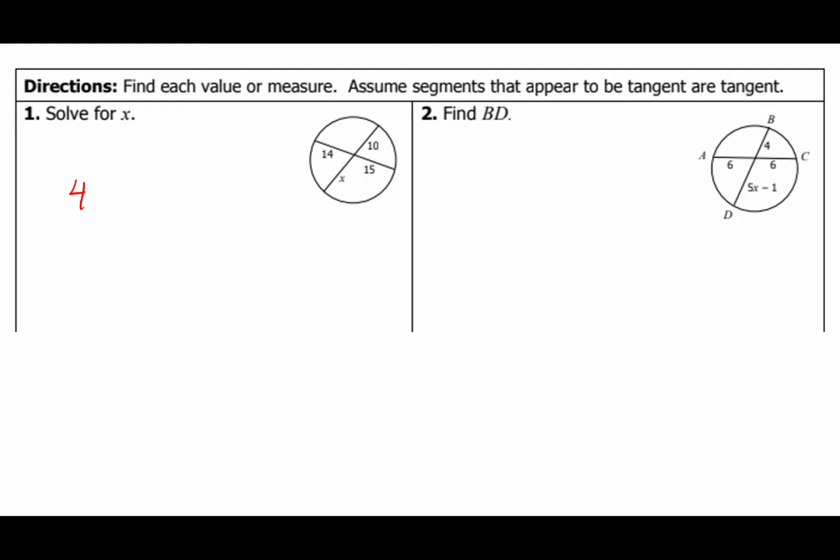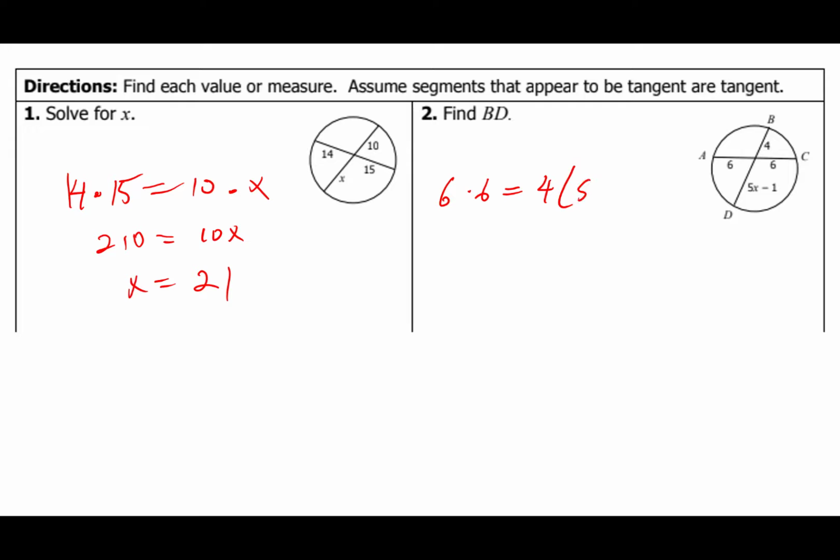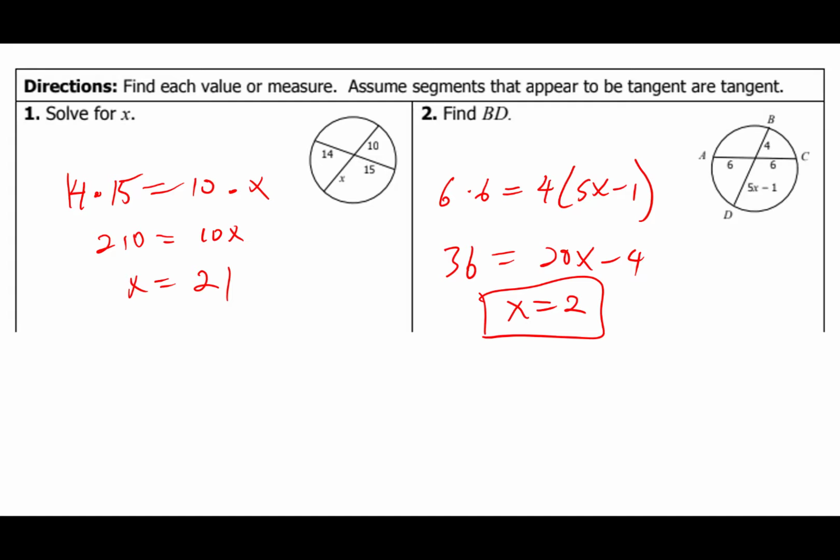So we're going to have 14 times 15 equal to 10 times x. Solving that, I'm going to get 210 equal to 10x. X then is going to be equal to 21. So that's my first example right there. For this example, I'm going to have 6 times 6. I'm multiplying those. And it's going to be 4 times 5x minus 1. Solving that, I'm going to get 36 equal to 20x minus 4. Solving that, I'm going to get x equal to 2. So this is what I'm going to get if I solve that.